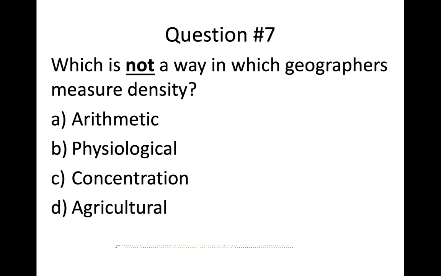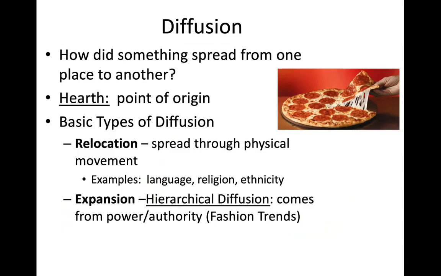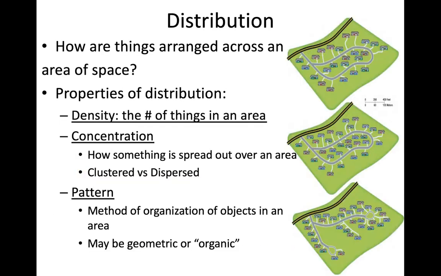Question number 7. Which of the following is not a way in which geographers measure density? Arithmetic, physiological, concentration, or agricultural? The answer is concentration. Density is measured in 3 different ways: arithmetic, physiological, and agricultural. We will talk more about density and the pattern and organization of density in a later set of notes.